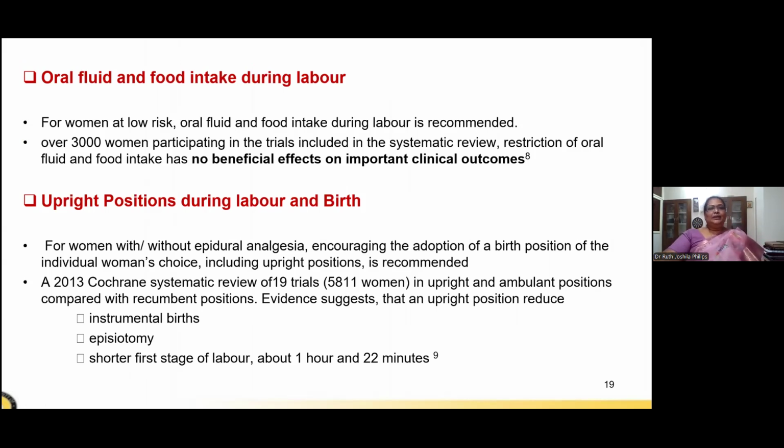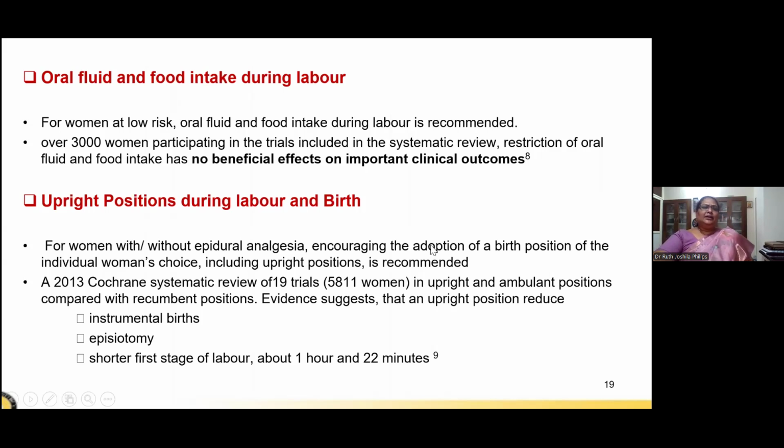Another important recommendation by the World Health Organization is to provide and encourage oral fluid and food intake by the woman in labor. Earlier, once the woman was in labor, they used to say, stop eating anything, or even water used to be given very sparsely. But now research is saying that when a woman, low-risk women especially, eats and drinks well throughout her labor, it is going to have a very important effect on the clinical outcomes. Now, this is the conclusion of a huge systematic review that was done.